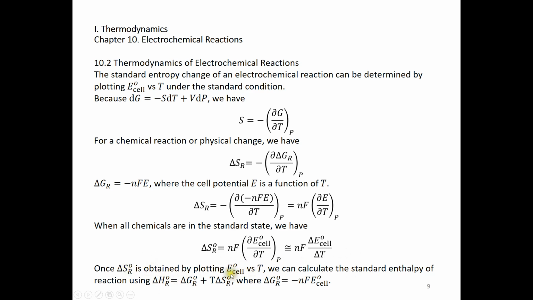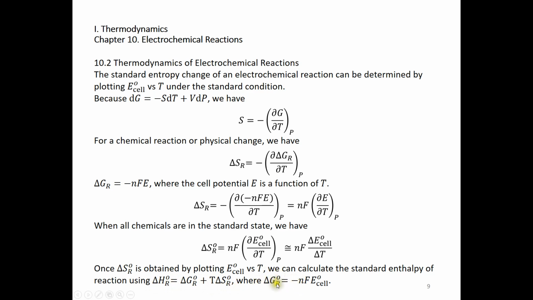First, we use the graph to determine the slope, which is the standard entropy of reaction divided by NF. And then of course the slope multiplied by NF will be the standard entropy of reaction. And finally we can compute the standard enthalpy of reaction, because H is G plus TS. So delta H is delta G plus T delta S. Alright, and again, this is from the Nernst equation.